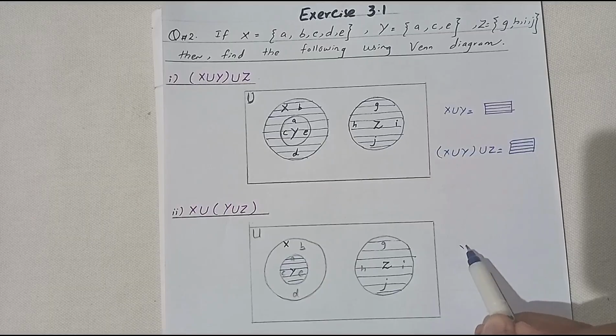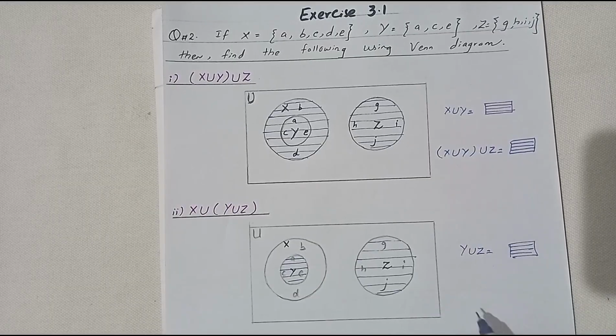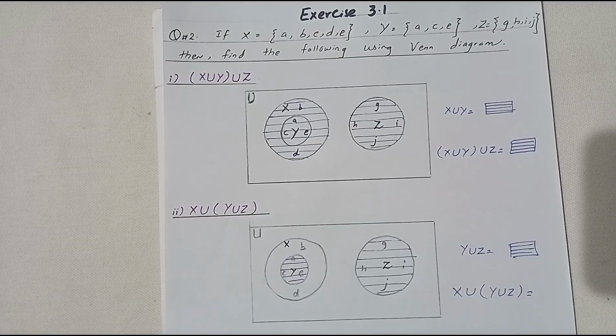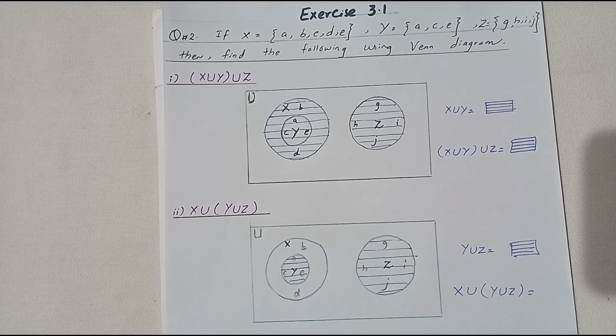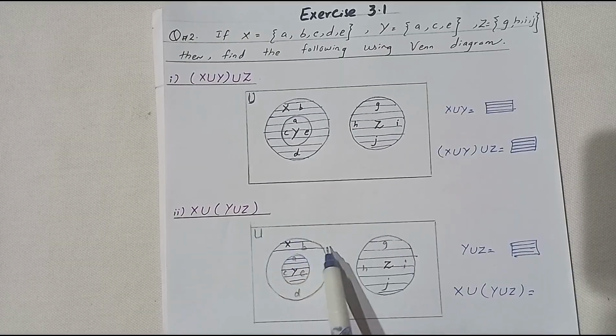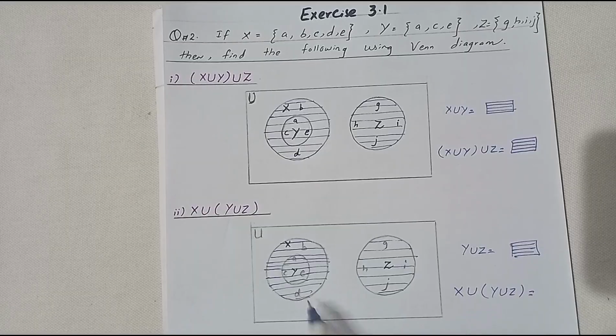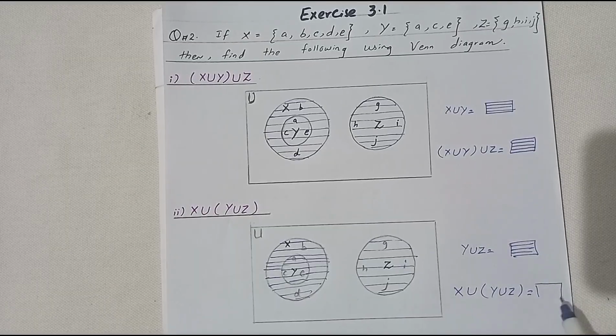And we represent this shading as horizontal lines. X union y union z also means all elements of x, y and z, so we have to shade all the Venn diagram, all elements of x, y, z, and we shade x also with the horizontal lines. So the required shading is all horizontal shading.